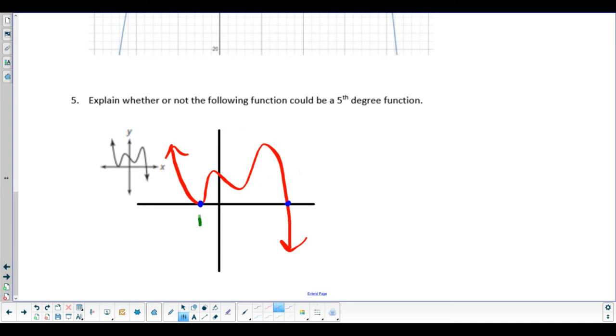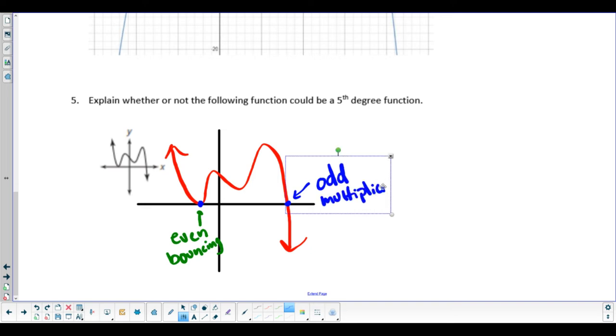Well, I can see that this one here has an even multiplicity because it bounces. It's clearly bouncing. I'm not crossing through the axis, I am bouncing off of it. And this one here has an odd multiplicity, because it's cutting through. It's crossing through.